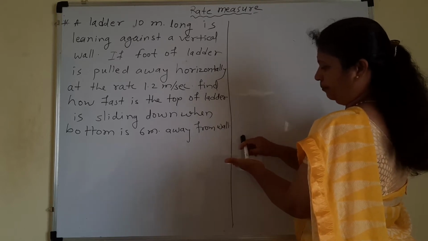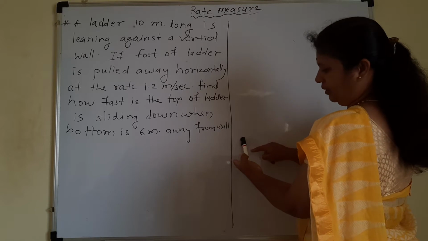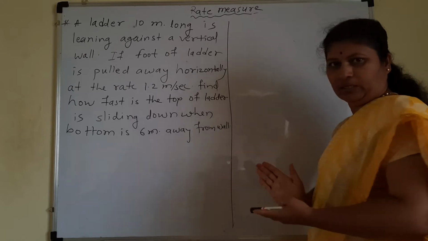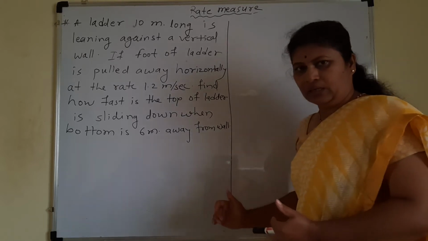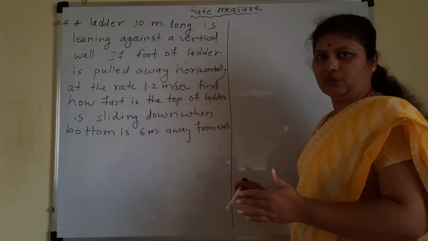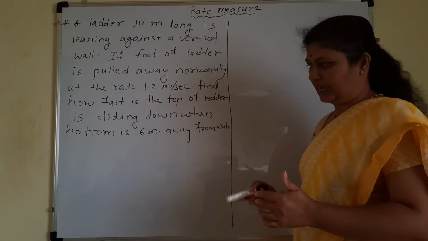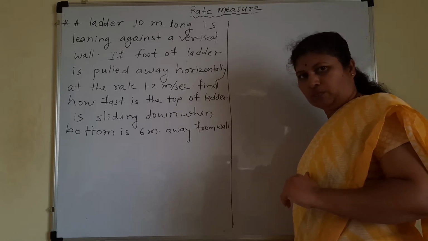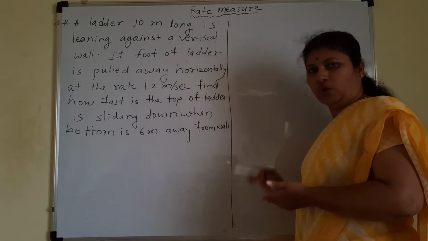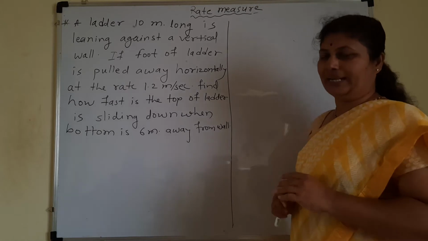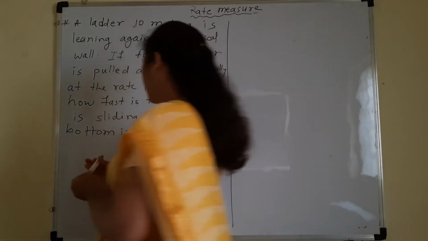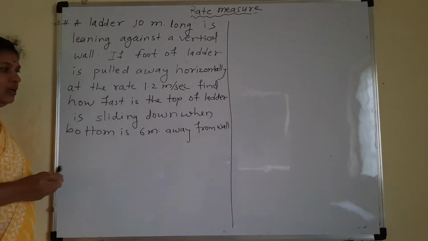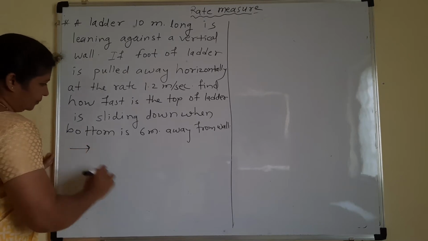This is pulled away. So this distance will be decreased when this distance is increased. When the bottom is pulled away from the wall, distance between bottom and the wall is increased. At the same time, distance between the top and the base of the wall will decrease, and we have to find that distance. Okay, so let us first of all consider the figure so we can clear the picture of what is there.